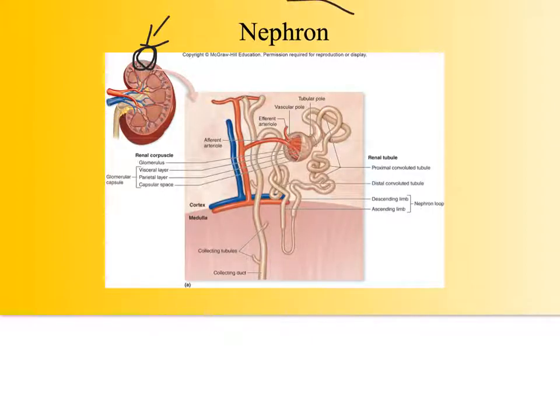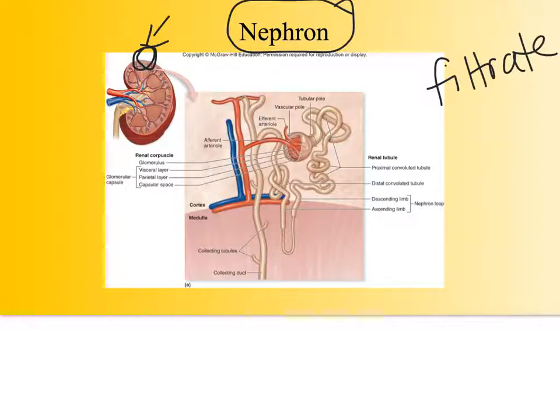Remember, the nephron's actually where the urine is going to be formed. Now, we don't call it urine yet. We call it filtrate at the beginning. We don't call it urine until we get to the collecting duct. So we're still calling it filtrate.